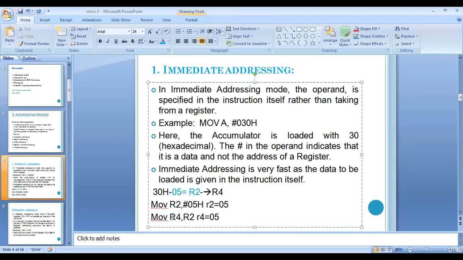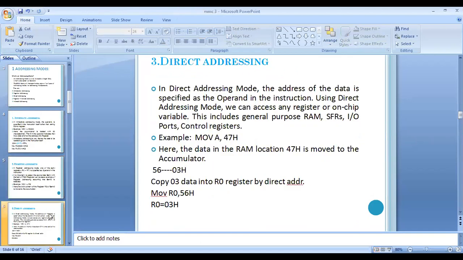But in case of the register, the system has to go towards the register location. At that register location, your data is stored. In this way you get the data from the register, and that's why it is called register addressing. Now see the third example, direct addressing.